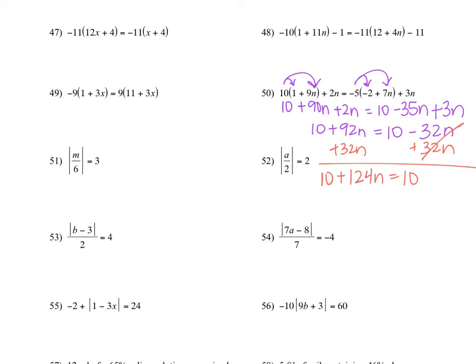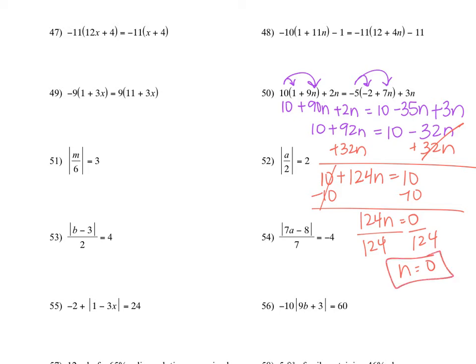Then I'm going to subtract 10 from both sides. And so 124n equals 0. When I divide, I actually get 0. N equals 0. So not too difficult, just a little bit longer than the rest.